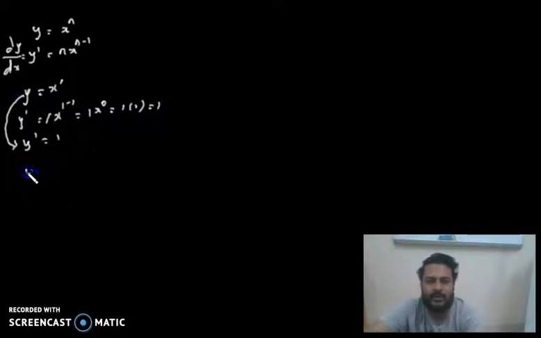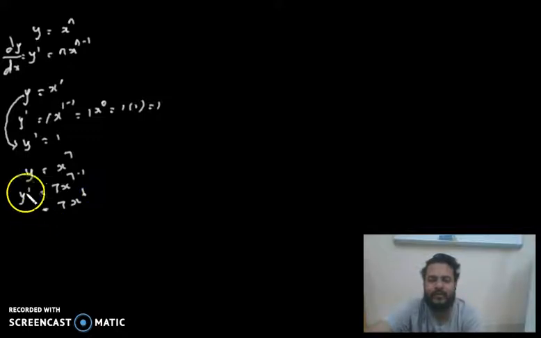And go for some other example. y = x^7. So y' is equal, simple one, right? 7 into x^(7-1). So 7x^6.